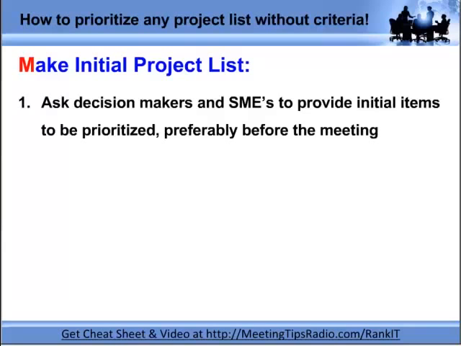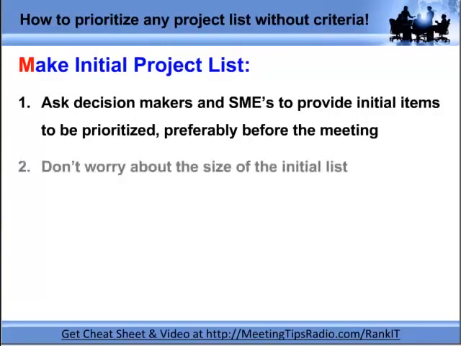So that might seem obvious, and it should be obvious if it's going to work. Ask the decision makers and the SMEs, what do you want to prioritize? You may already know that. They might already have their lists. You might be surprised once you start pulling it all together if you say, just write it down for me, right? And that's what we want to talk about in the second point.